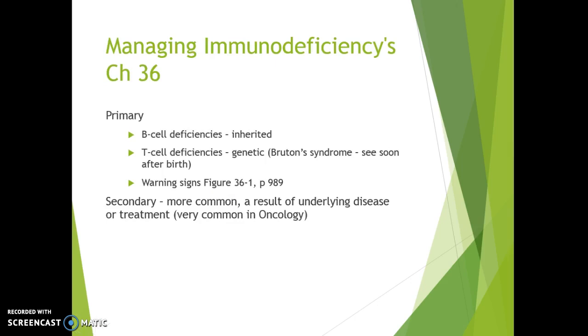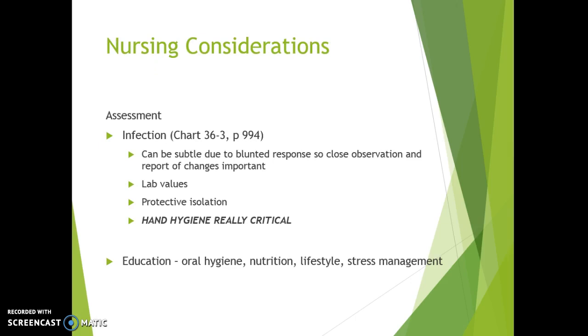All right, so managing immunodeficiencies, which is chapter 36. From this slide, I just want you to understand that there are primary immunodeficiencies, such as B cell or T cell deficiencies, that are genetic. But what is more common is secondary immunodeficiencies, which are the result of underlying disease or treatments such as chemotherapy and radiation. We know that people getting these treatments are very immunosuppressed, so this is a more common type of immunodeficiency.